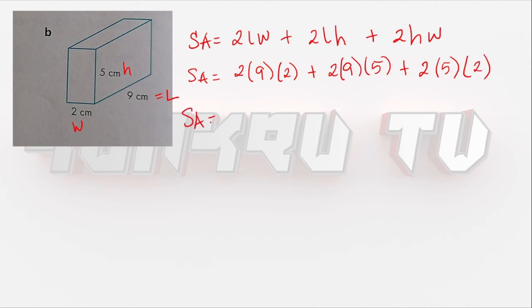Okay, so surface area of this rectangular prism. So meron tayong ilan to? 36 plus 45 times 2 is 90 plus 2 times 5 is 10 times 2 is 20. So ang ating final answer, the surface area for this example is 146 square centimeter.